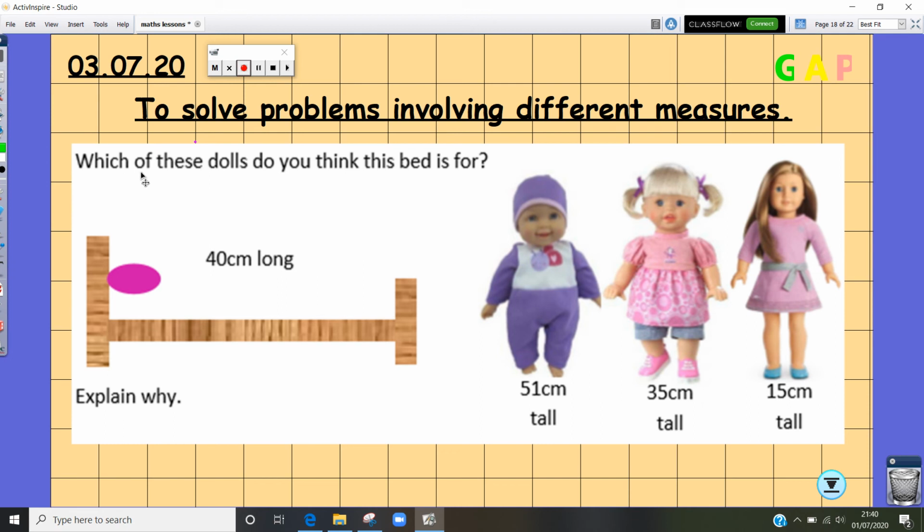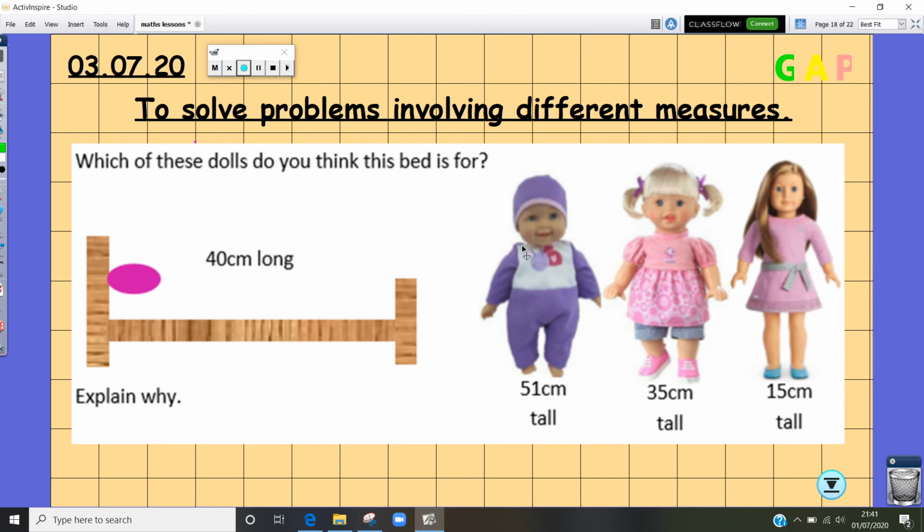So it says, which of these dolls do you think this bed is for? Okay, so which of these dolls do you think this bed is going to be for? Okay, now it tells us here the bed is 40 centimetres long. So from here all the way to the end to there is 40 centimetres long. Now the question is asking which of these three dolls will be suitable for this bed.